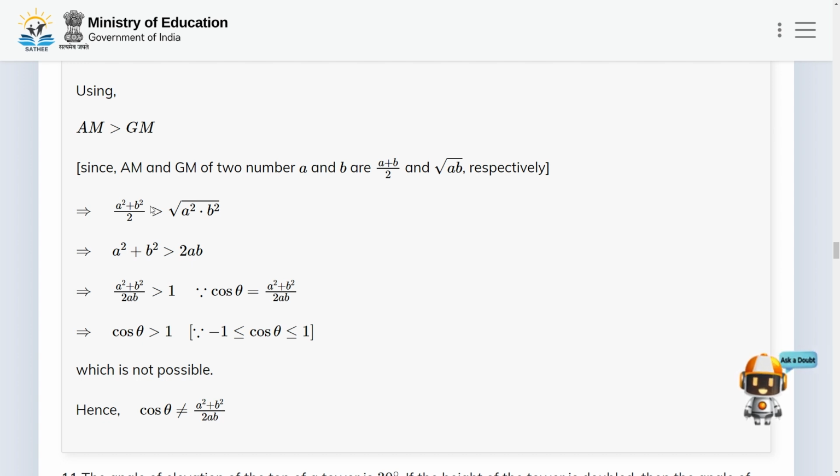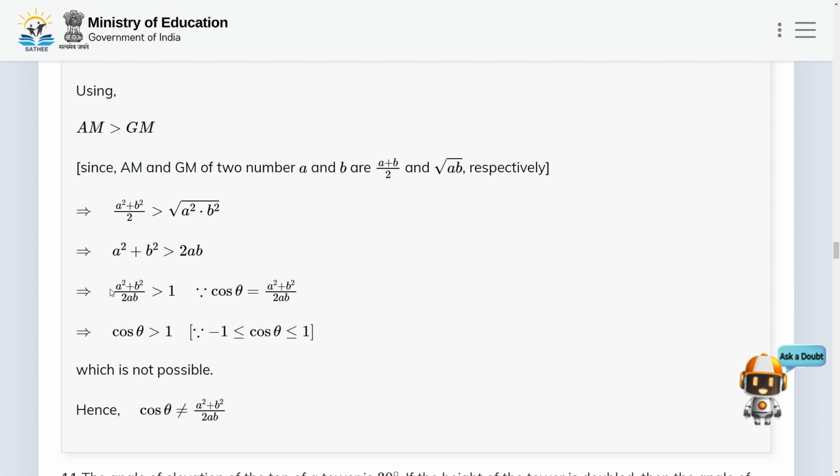Okay, and it implies a² + b² > 2ab, and it implies (a² + b²)/2ab is greater than 1. Since cos θ is equal to (a² + b²)/2ab, and we know cos θ always lies between -1 and 1. That means cos θ is always greater than or equal to -1 and less than or equal to 1.